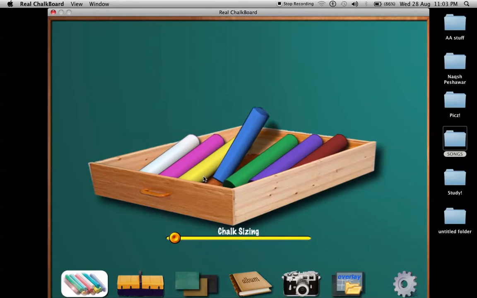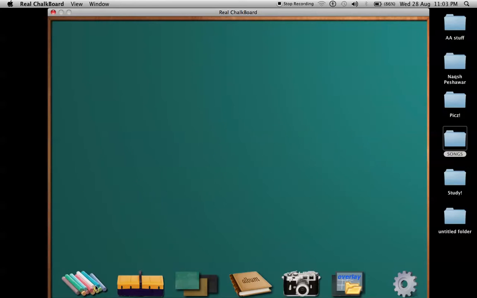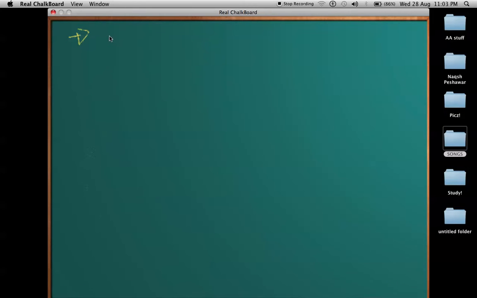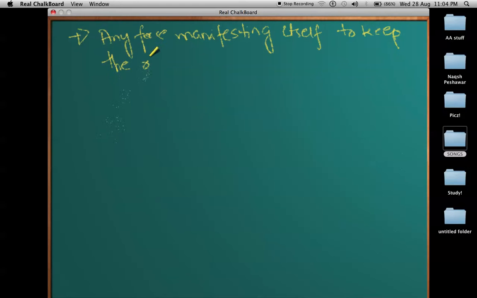Basically, a centripetal force is any force that manifests itself and keeps the object moving in a circle. It could be any force. So any force manifesting itself or changing itself to keep the object moving in a circle.